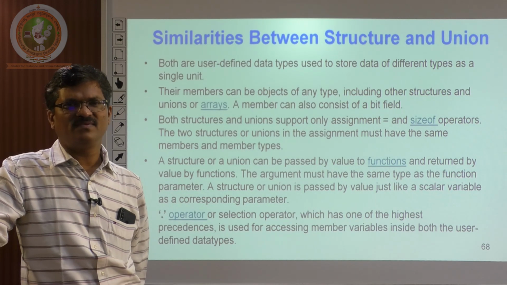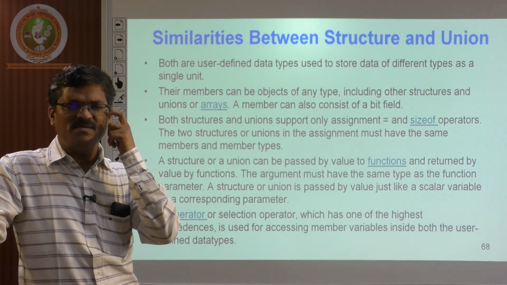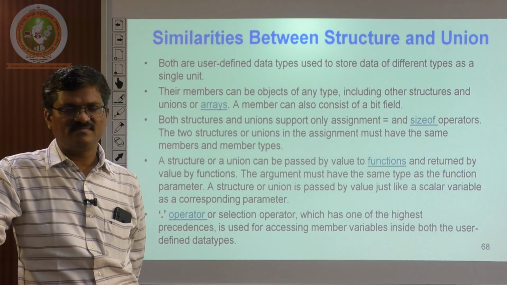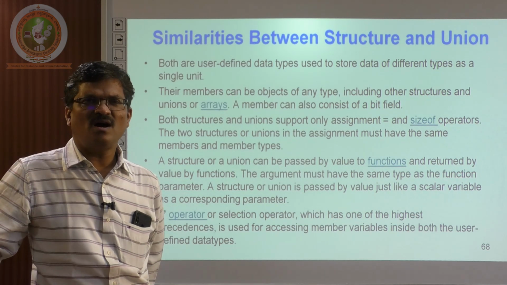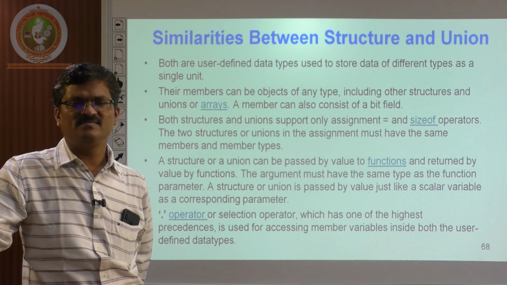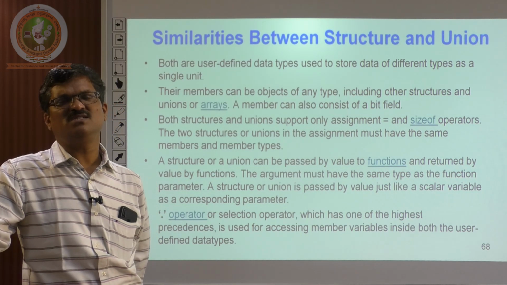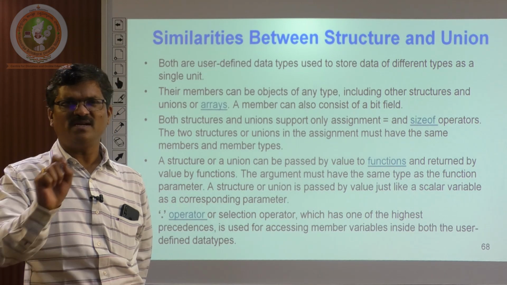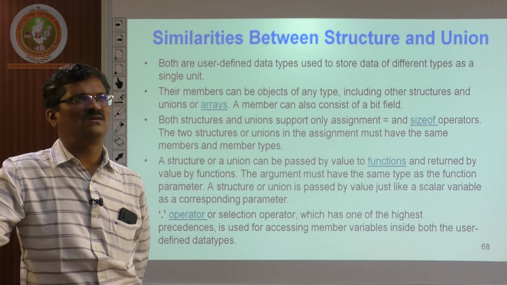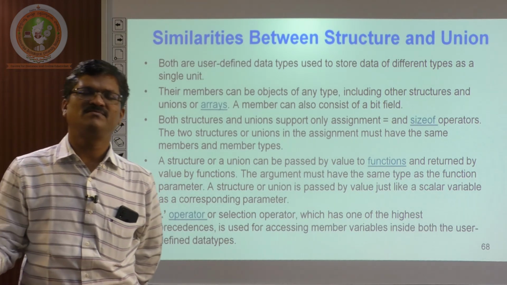Provided the number of members and their types are the same. Also, we have seen how a structure can be passed to a function as an argument, and we know the dot operator can be used with the structure as well as the union. Also, the arrow operator can be used along with structures and unions to access particular members of the structure or the union.